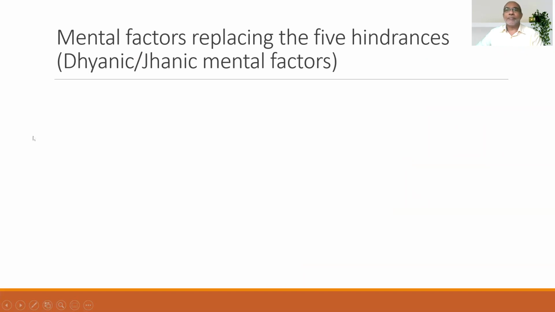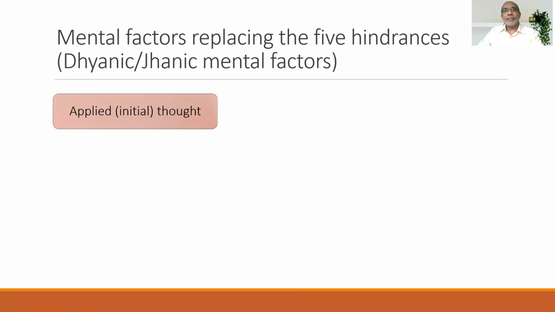Well, what are the names of those good factors? So, five jhanic mental factors. Let's name them first. There is one mental factor known as initial thought or applied thought. That is the effort you take to take the meditation thought into the mind. Before the meditation thought is engaged in the mental loop, first of all, you have to take it into the mind. That needs some activity. And that active component is identified by this name.